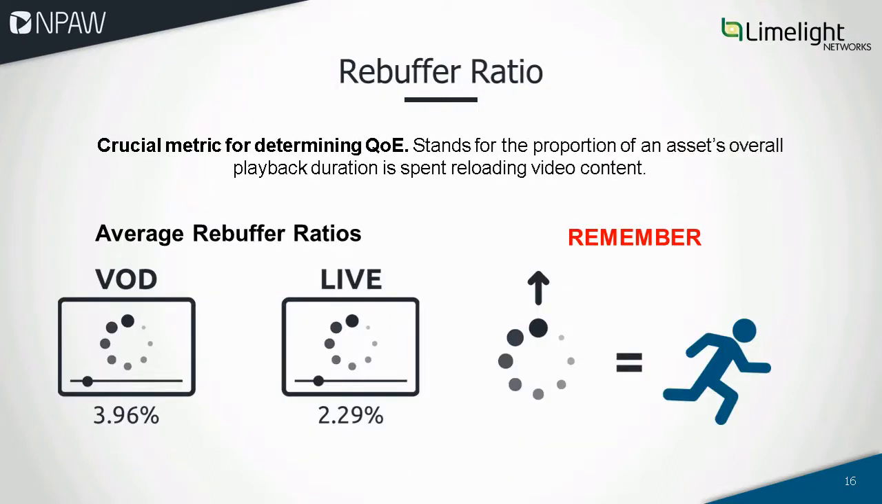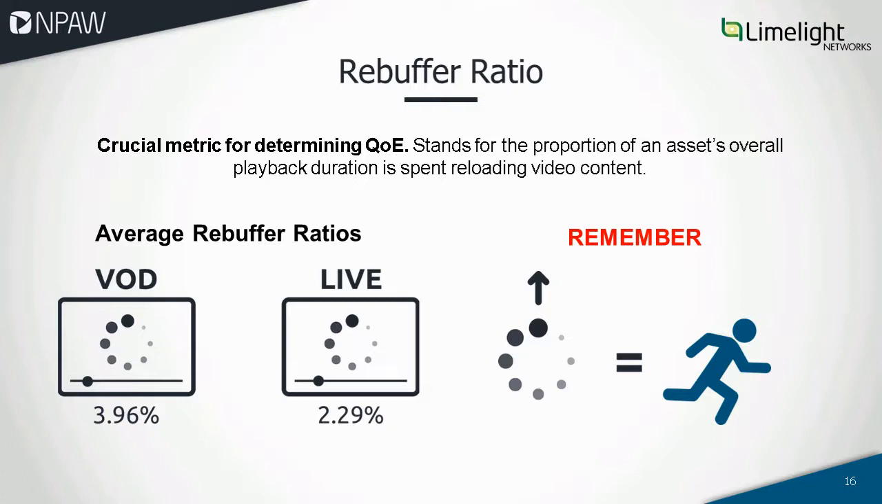Another important metric, maybe one of the most important ones, is the rebuffering ratio. It's one of the key metrics to determine the quality of experience because it provides you the amount of time a user has stalled in their playback experience compared with the session time. So overall, ratios of 3.96% for VOD and 2.29% appear if you look at the data that we have.